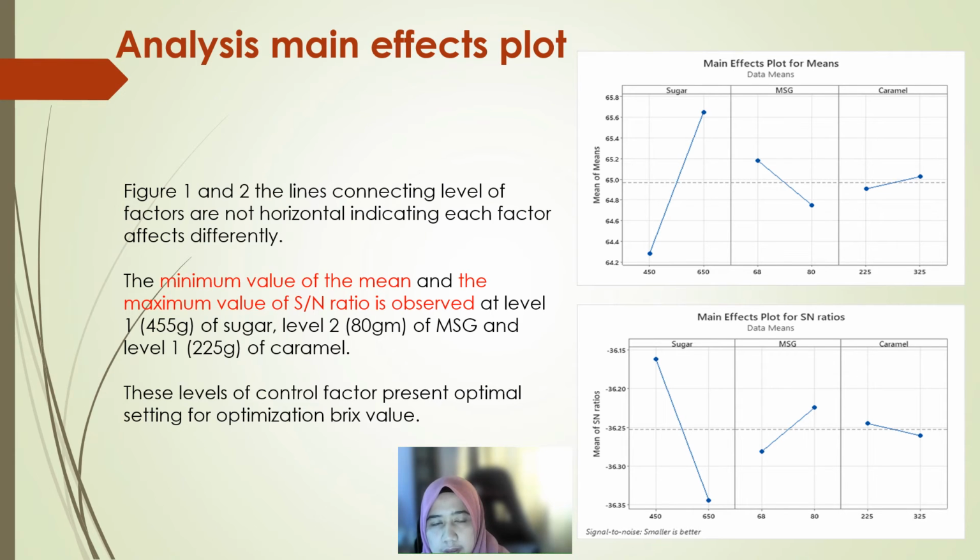Okay, next we analyze the main effects plot. There are 2 plots here, which are for means and for SN ratios. We can see clearly that the minimum value of the mean and the maximum value of SN ratios is observed at the same level, which is the significant value: 1 for sugar, 2 for MSG and 1 for caramel. So this level of control factors presents the optimal setting for optimizing the brix value.